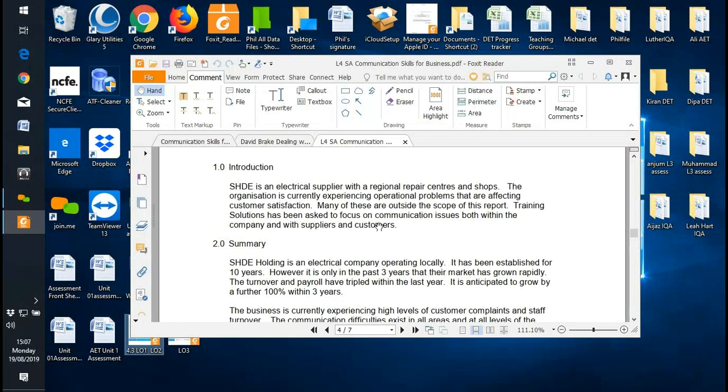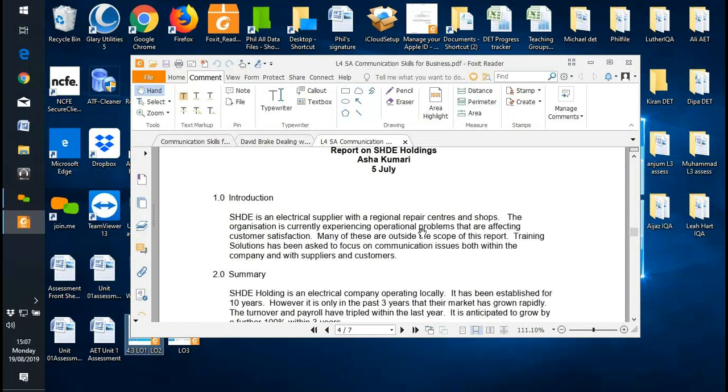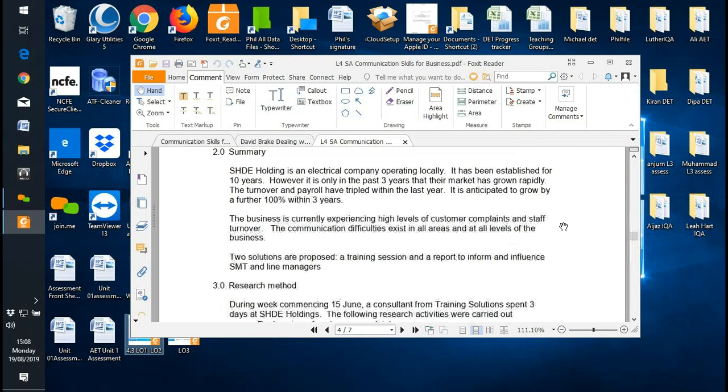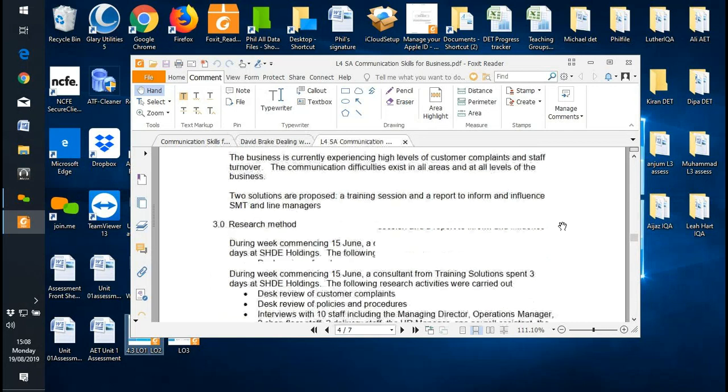it tells you all about the company. It's an electrical supplier with regional repair centres. It's currently experiencing operational problems that are affecting customer satisfaction. Many of these are outside the scope of this report. Training Solutions have been asked to focus on communication issues both within the company and with their suppliers and customers. It gives you a bit more history of what's been happening.